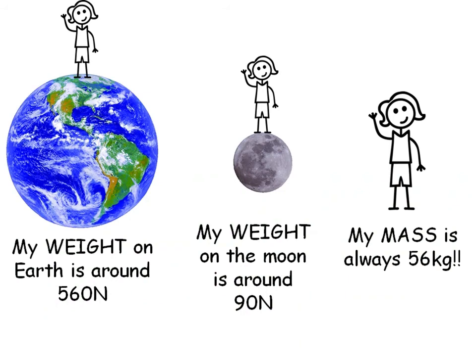Now, on Earth, you could say your weight is 560 newtons. You take your mass and multiply it by gravity and you would have your weight. On the moon, you still have the same mass, 56 kilograms, but your weight on the moon is a lot less. It's only 90 newtons. Why? Because the moon has much less gravity. The mass stays the same, but the gravity pulling on it is less, so your weight is less.